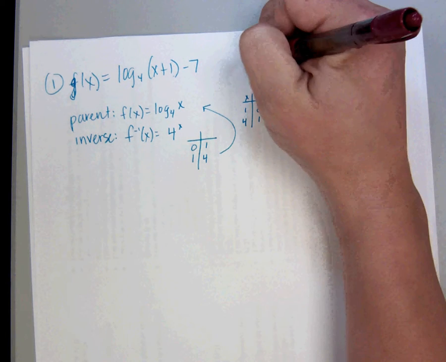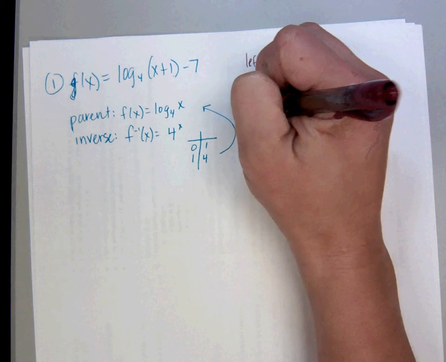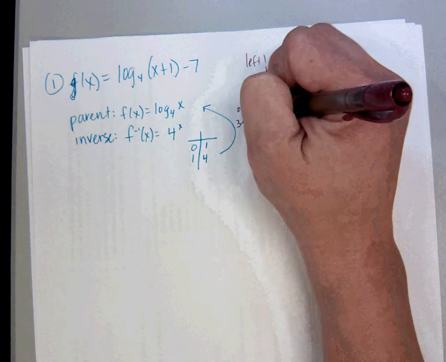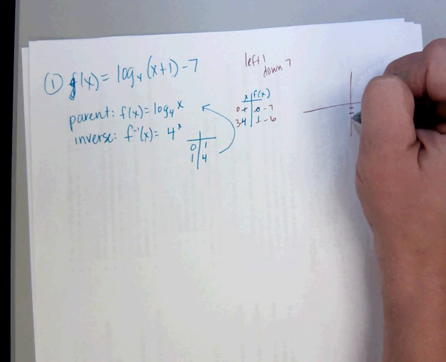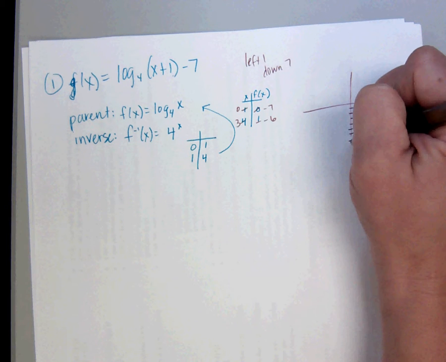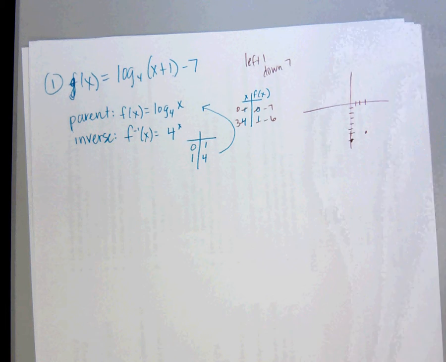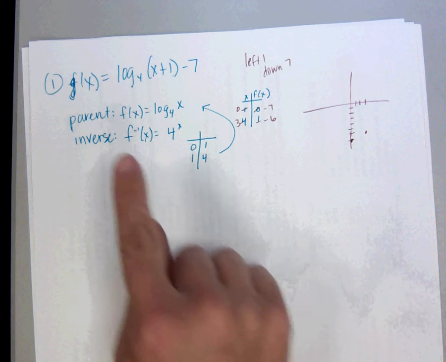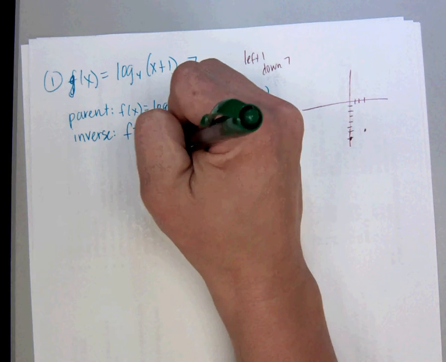So if I know that I need to go left 1 and down 7, then I can go left 1 and down 7. So I have these ordered pairs, 1, 2, 3, 4, 5, 6, 7, and 3, negative 6.